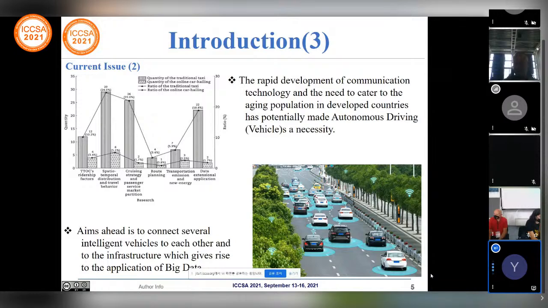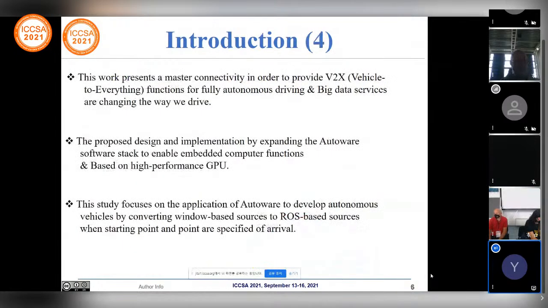So autonomous driving needs to be secure for saving lives. That's why in our subject, we are trying to develop a system to connect the vehicle to technology, which is an indispensable part of autonomous driving, using a deep learning algorithm based on big data to propose a solution in this area. Some proposed methods present a master connectivity in order to provide vehicle-to-everything function for fully autonomous driving, and big data services are changing the way people live and drive.